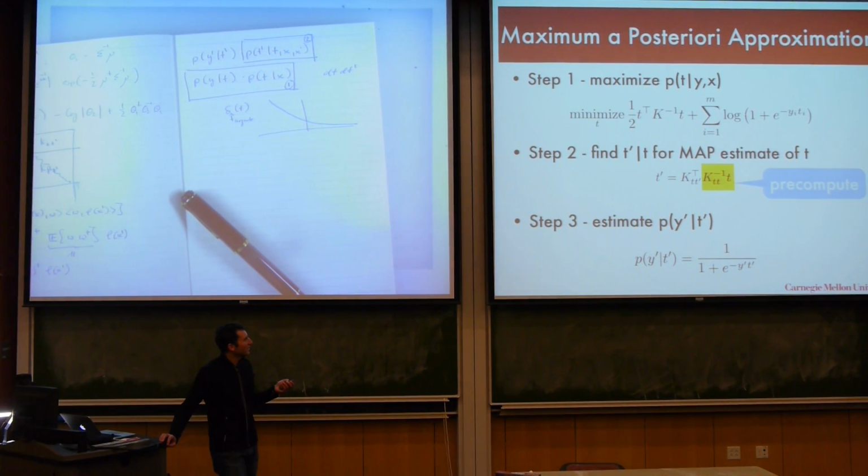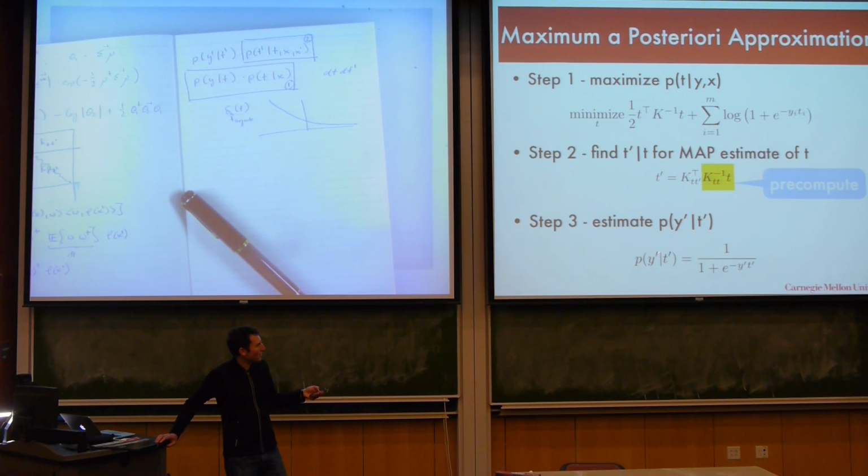Okay. So then, after you've found t, you can find t prime by just doing the MAP estimate. And of course, you would go and pre-compute this yellow bit again. So same trick as before for regression. Then you have the covariance matrix and you get the t primes. And then and only then you can say, okay, now I'm ready to actually estimate the p of y prime given t prime. So what this will almost certainly do is it'll underestimate the uncertainty you have in y prime given t prime.